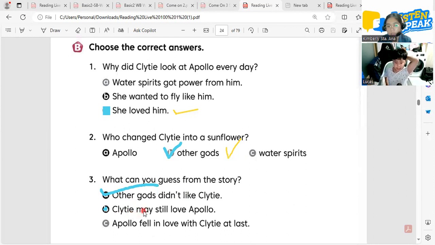But he may still love a fellow. Yes, that's why the sunflowers always face the sun, because maybe Clytie is a sunflower and Apollo is the sun. She always looks at him. So you got the correct answers. Thank you very much, Lucas.